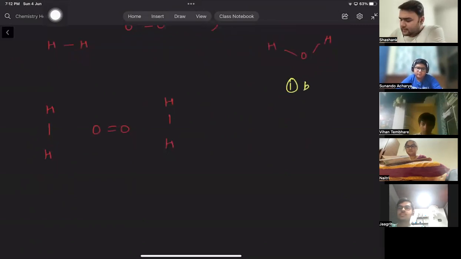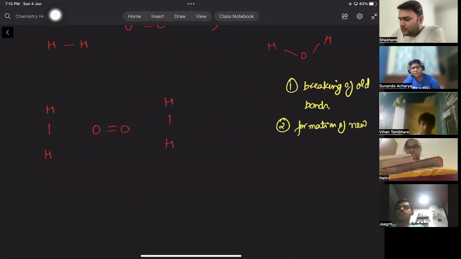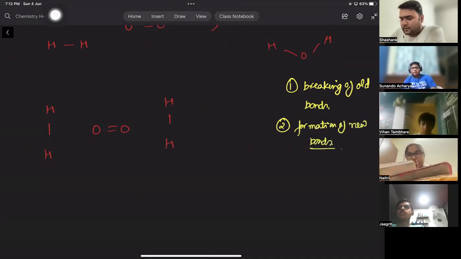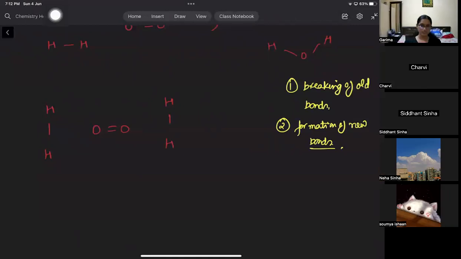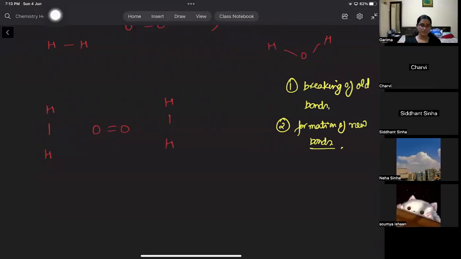First thing is breaking of old bonds. And second thing is formation of new bonds. And how does this happen? Basically, at the time when the old bonds are getting broken, at the same time, new bonds are already forming slowly, slowly.